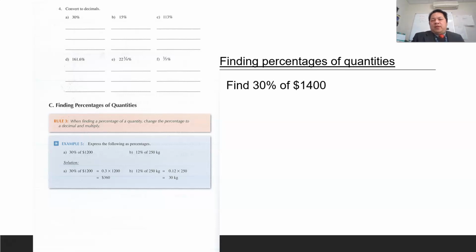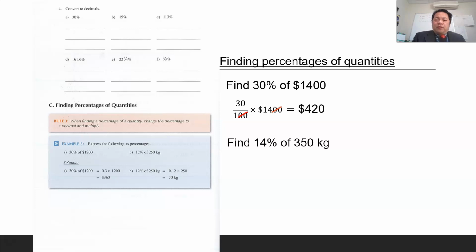Okay, and then moving on to the next part, finding percentage of quantity. First and foremost, let's say we want to find 30% of $1,400. So that is how you present your working. 30 out of 100 times $1,400. You can simplify by dividing 100 on these two numbers, so the two zeros are cancelled off. So 30 times 14 is $420. So that is the quantity that we are looking for.